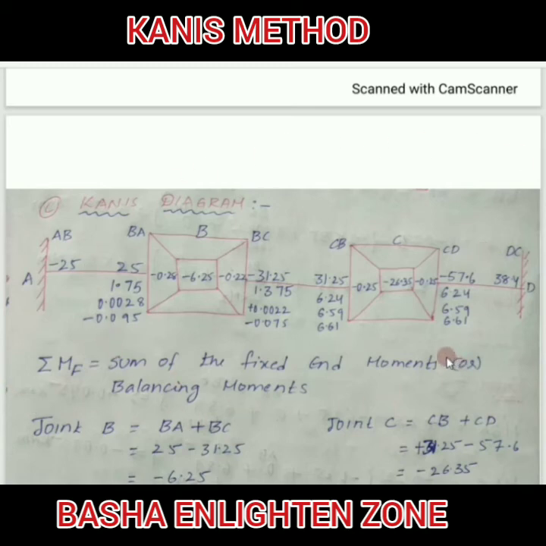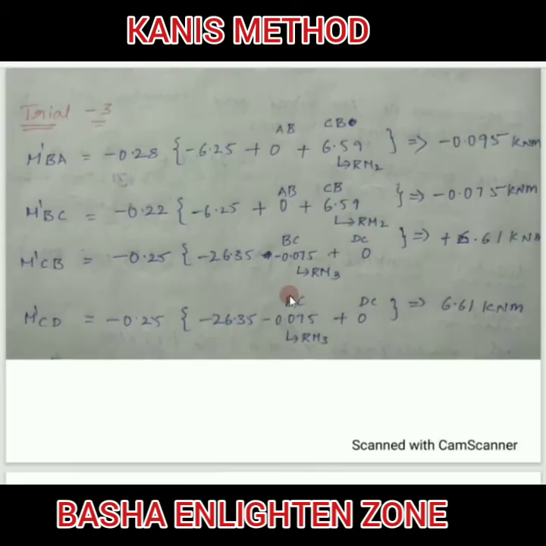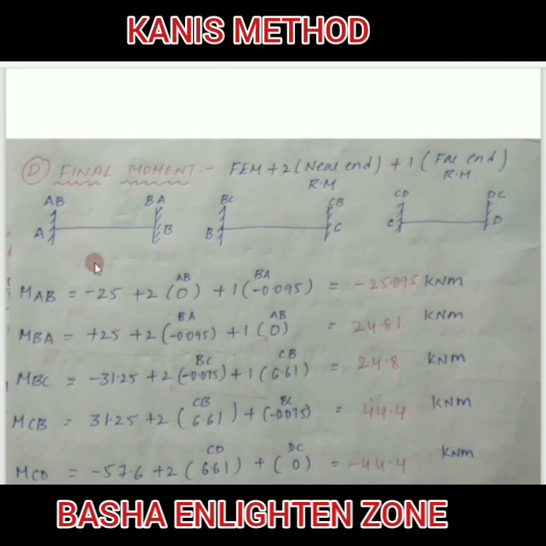Then in the next step I will show you how to calculate final moments. There will be one formula, I will show you clearly. Friends, go for the final moments. See here, you remember this final moment formula. What is the formula for final moment? Fixed end moments plus 2 into its near end rotation moments plus 1 into its far end rotation moments. Friends, while calculating the rotation moments, I explained clearly what is near end and what is far end, and what are the connecting members.